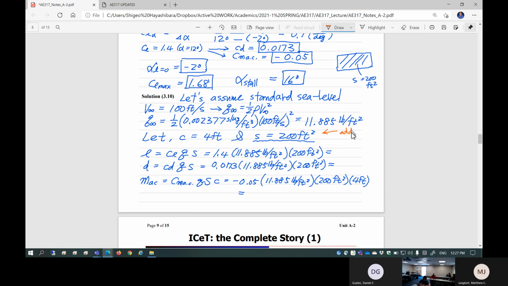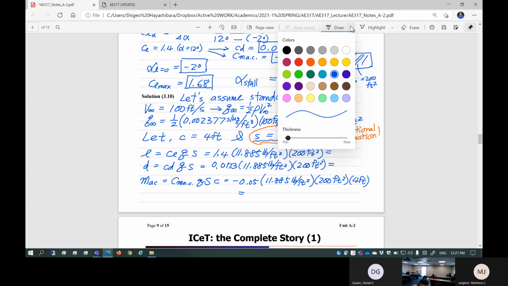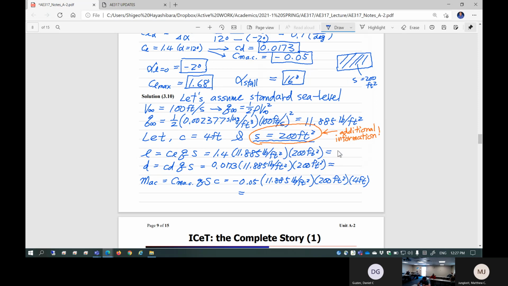So please be careful. This is additional information. Okay, go ahead. 3,327 pounds. Any confirmation? Yeah. 3,327. Okay, how about the drag? 41.12 pounds. 41.112 pounds. Any confirmation? Yes.